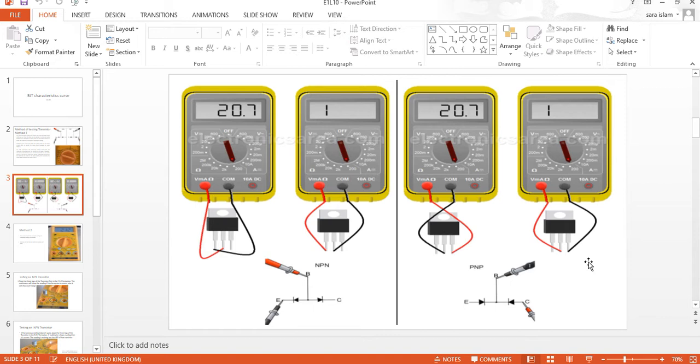It is functioning in the forward bias, and in the reverse bias it's open loop, so there's no defect in the transistor, and you can test your transistor with this procedure.